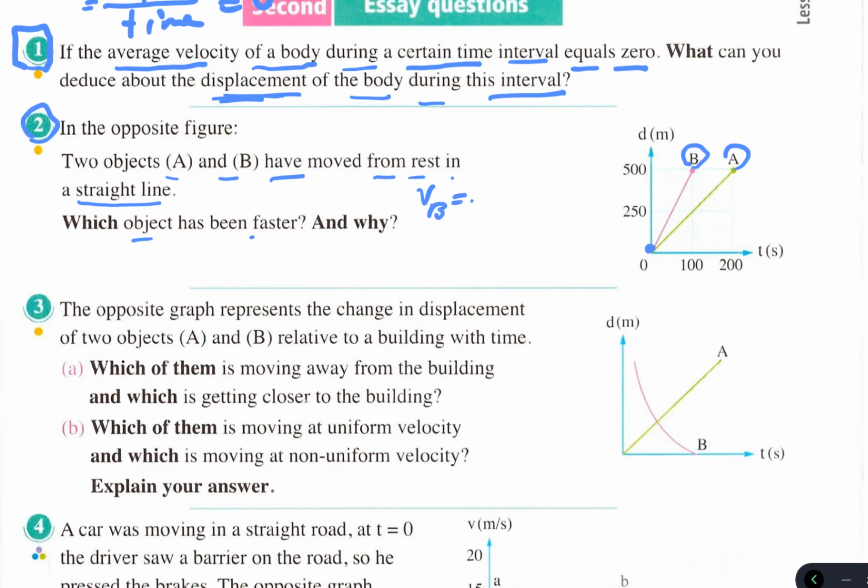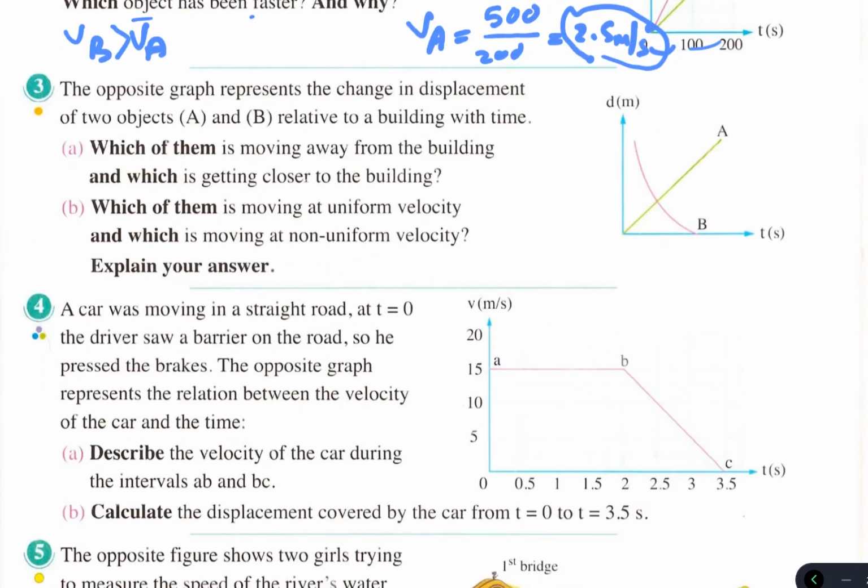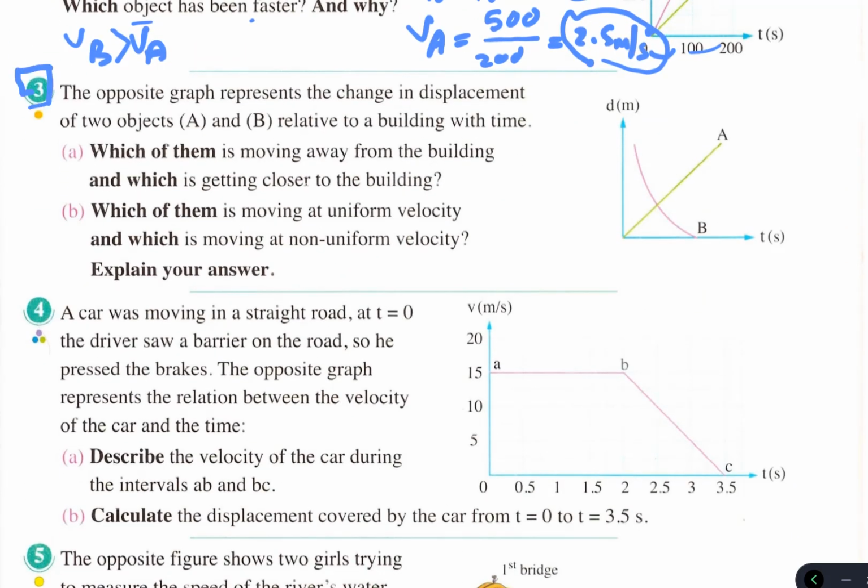VB equals distance over time, so 500 minus 0, 500, over 100 minus 0, 100, means 5 meters per second. VA equals 500 minus 0 over 200 minus 0, it means 2.5 meters per second. So VB is larger than VA because the slope of B is larger than the slope of A. Let's move to the next, number 3.